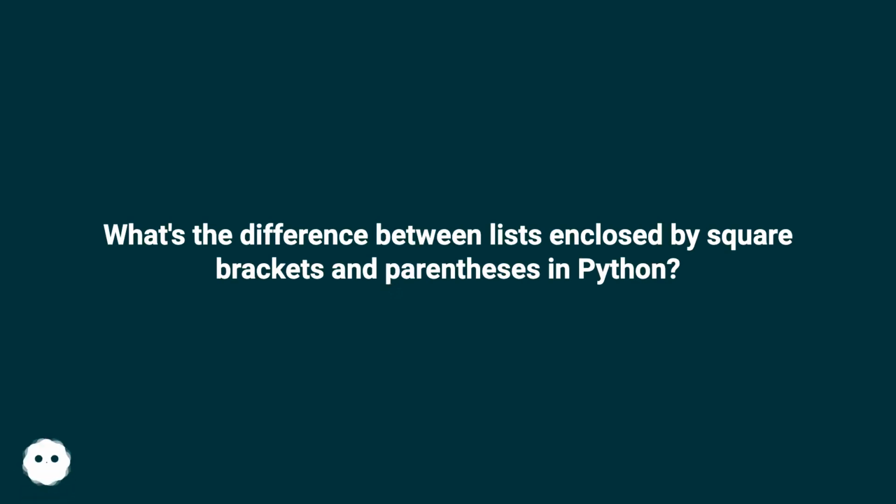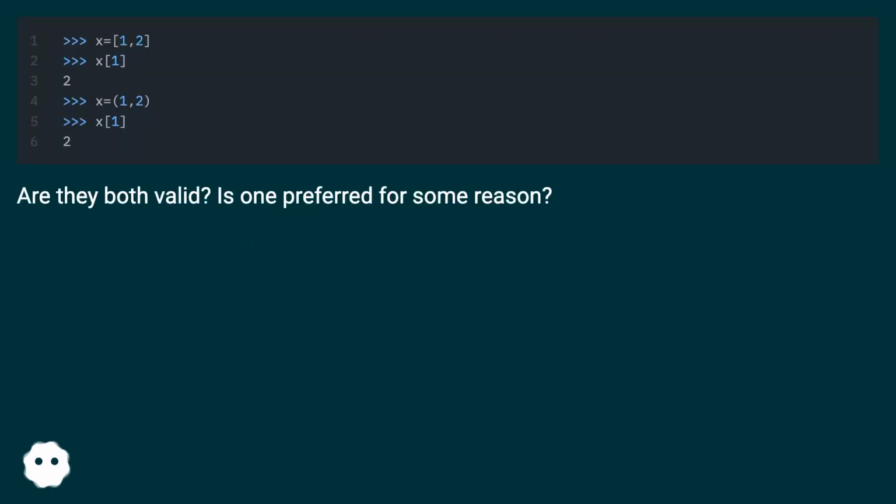What's the difference between lists enclosed by square brackets and parentheses in Python? Are they both valid? Is one preferred for some reason?